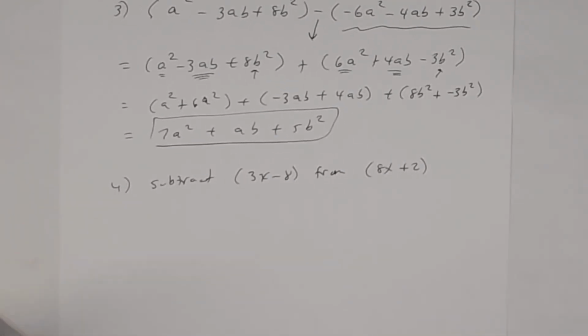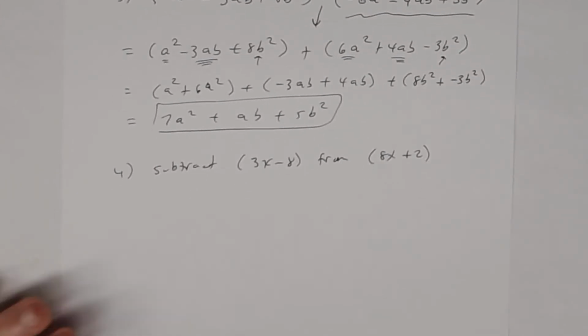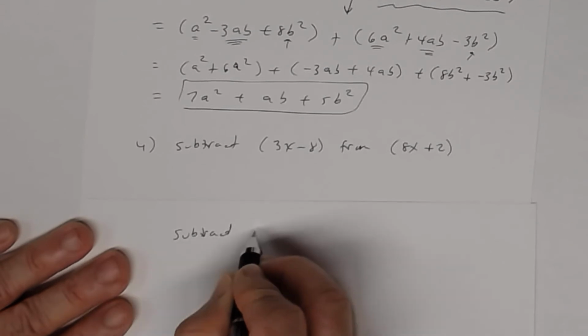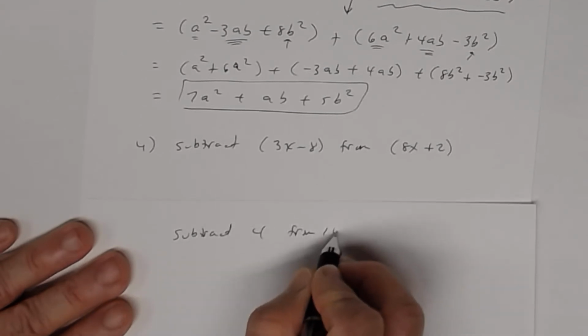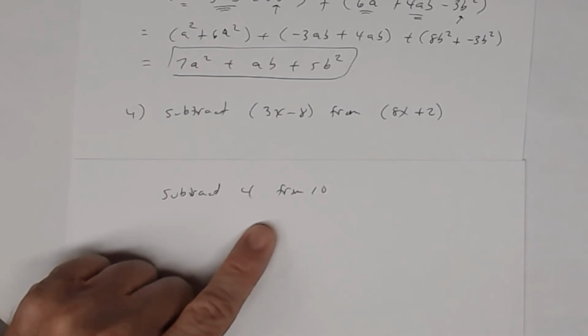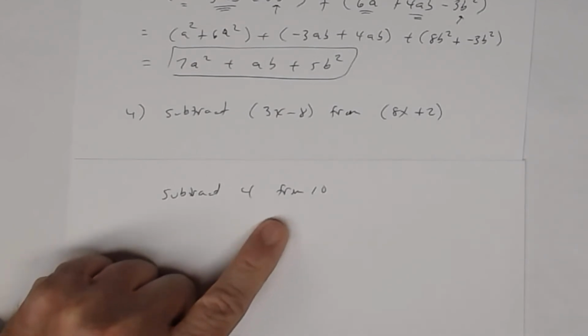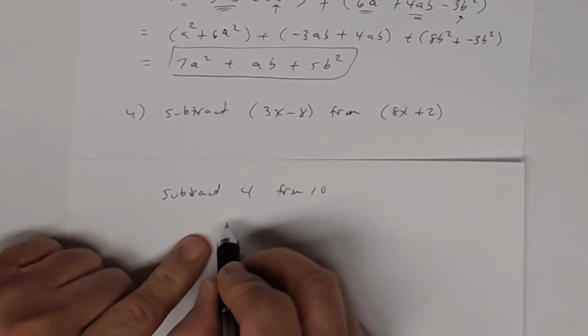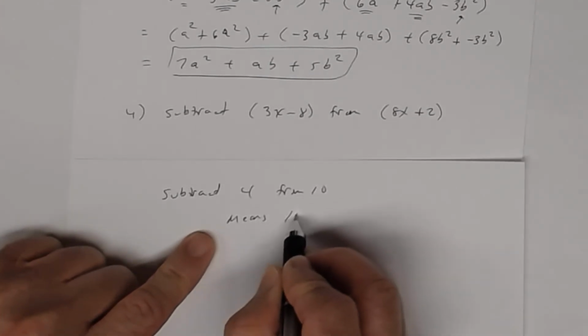So when you see words like that, you got to remember something. So remember this. If I have this statement, subtract 4 from 10. What does that mean, subtract 4 from 10? If you were to write that out, what does that mean? Subtract 4 from 10. So subtract 4 from 10 means this. Means 10 minus 4.